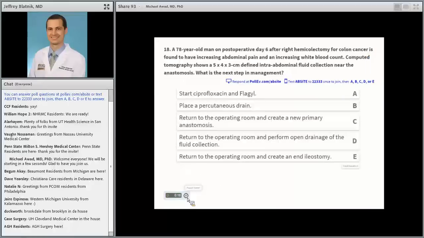Number 18, a 78-year-old man on postoperative day 6 after right hemicolectomy for colon cancer is found to have increasing abdominal pain and an increasing white blood cell count. CT scan shows a 5 by 4 by 3 centimeter defined intra-abdominal fluid collection near the anastomosis. What is the next step in management? A, start Cipro and Flagyl. B, percutaneous drain. C, return to the operating room and create a new primary anastomosis. D, return to the operating room and perform an open drainage of the fluid collection. Or E, return to the operating room and create an end ileostomy.